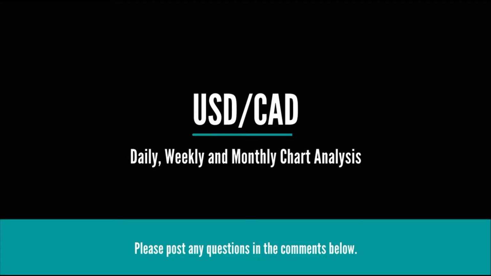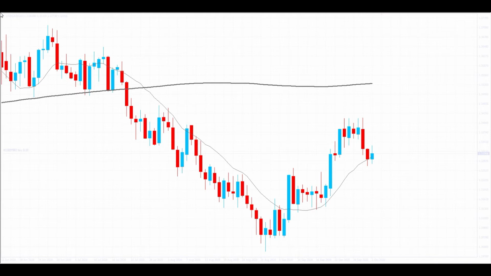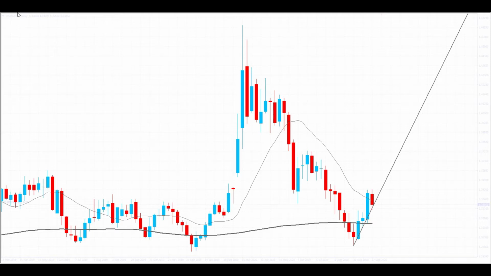Let's take a look at USD CAD. Okay, so USD CAD on the daily chart, you can clearly see we've got a strong downtrend in the market here, but we do have potentially a reversal or just a longer pullback on USD CAD. As you can see, we've slowly been creeping up since we found support in the market around here, and on the weekly chart you can see why we found that support.